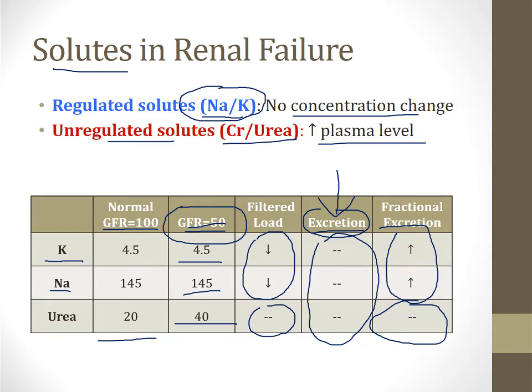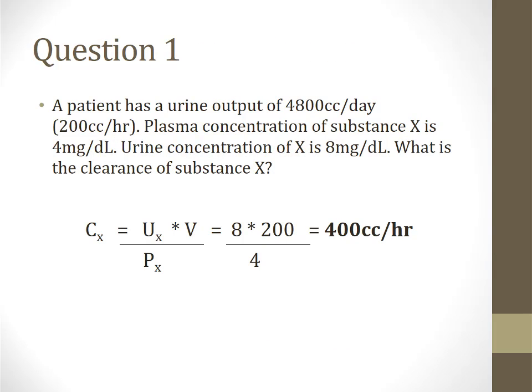It's very high yield. I'll finish this video by going through a couple sample renal physiology problems of the type you're likely to see on your board exams. A patient has a urine output of 4,800 cc's per day or 200 cc's per hour. Plasma concentration of substance X is 4 milligrams per deciliter.